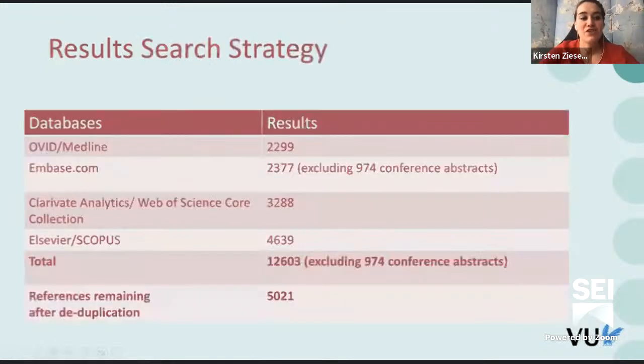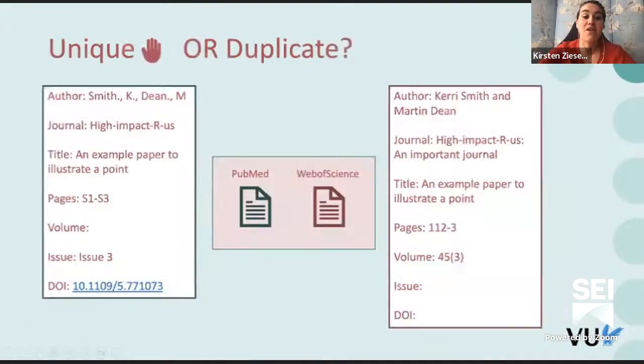And based on this search strategy, we got 12,603 references, excluding the 974 conference abstracts, which were available in embase.com. And after deduplication, using the Bramer method, 5,021 references remained. And then I have another one of these.